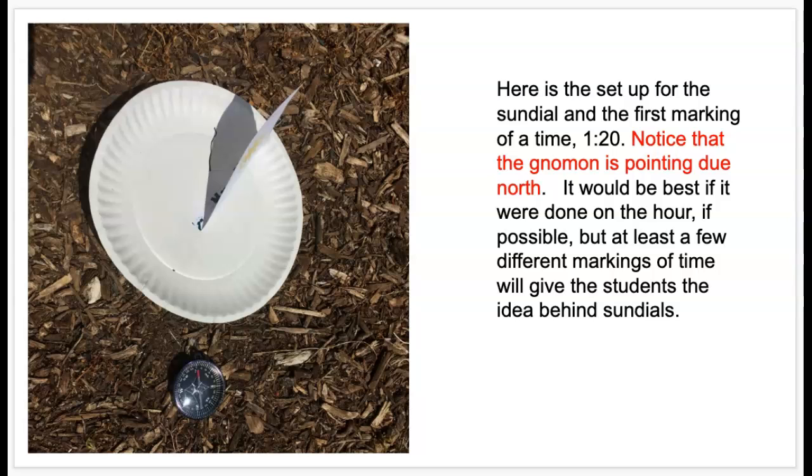Students should find a place in the classroom that receives sunlight throughout the day, or take their sundials outside. In either case, the gnomon should face true north. Students can find true north using the compass. They should trace the shadow length from the gnomon onto the paper plate at least 5 times throughout the day.